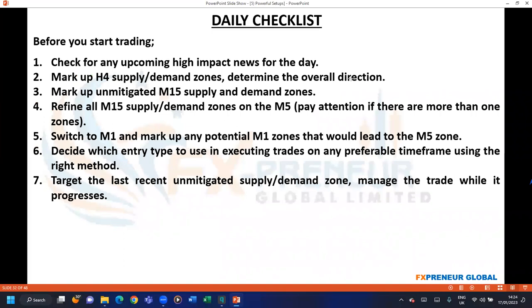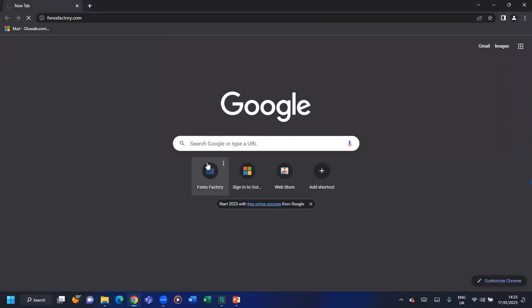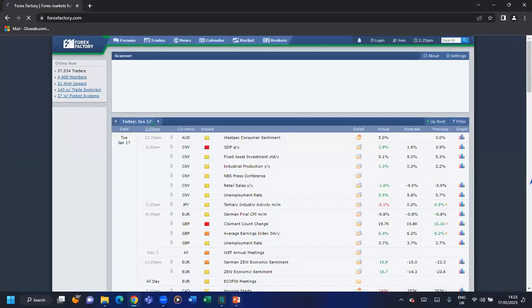Daily checklist. These are the things you do as a trader every day when you wake up, before you start trading. Remember, as a trader, you must not trade every day, but you have to show up every day. The first thing you do, you check for upcoming high impact news for the day. And how do you check this? You go to websites such as forexfactory.com. Investing.com can give you the same information.